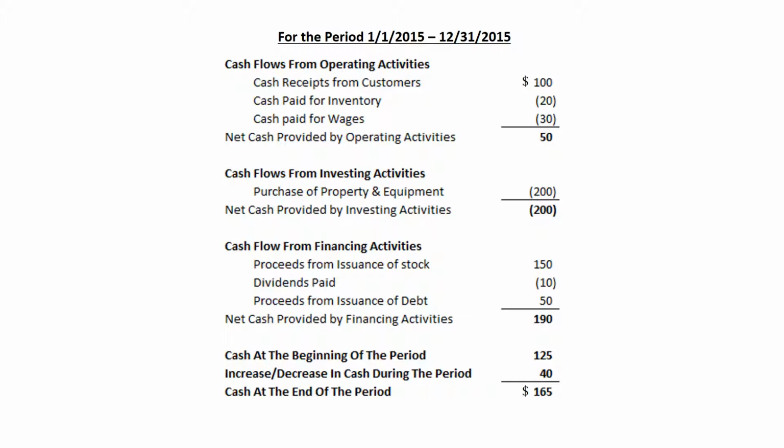Now, if we look at the top, you'll see it's for the period January 1st, 2015 through December 31st, 2015. This is because the statement of cash flows is for a period of time. It is not a snapshot like a balance sheet would be.